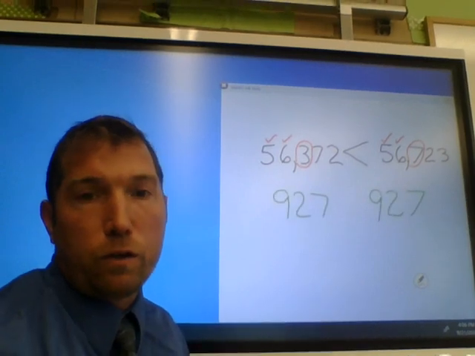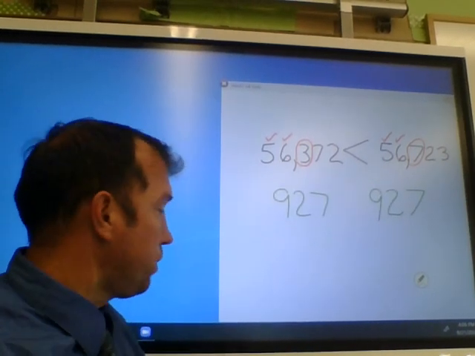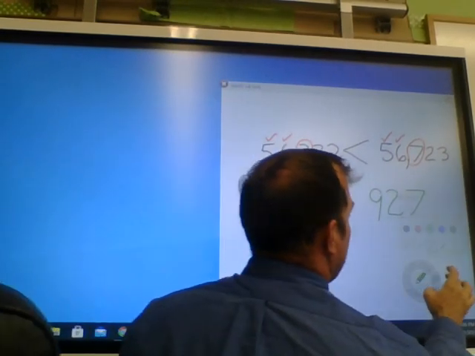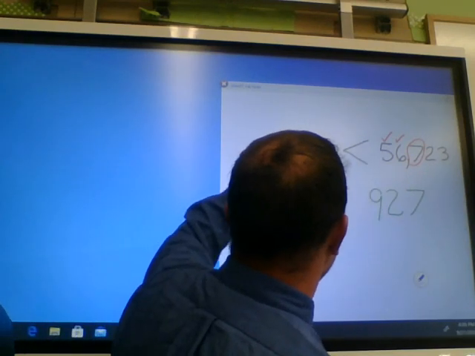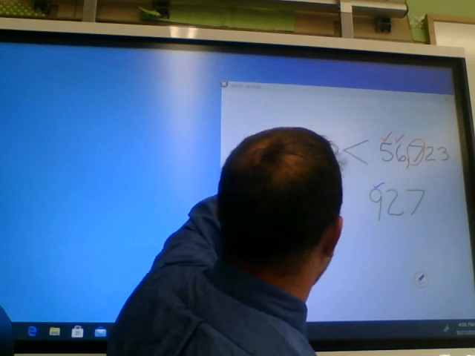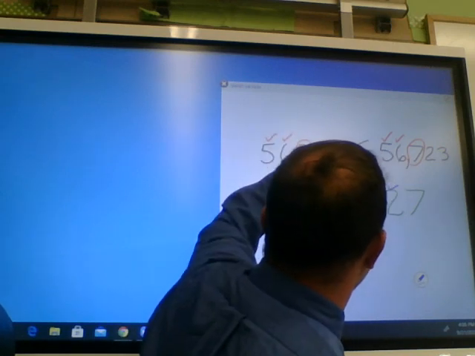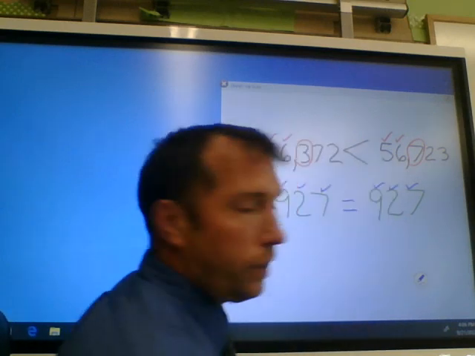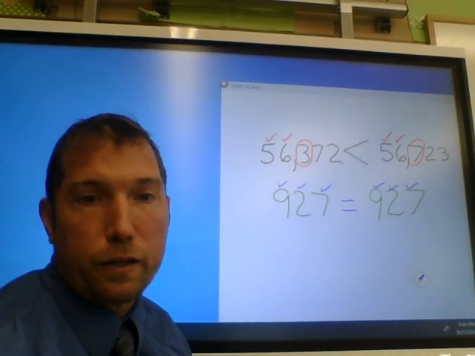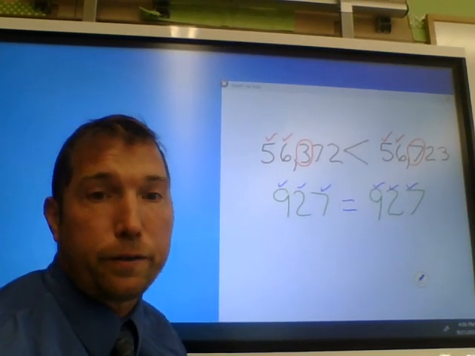Or in this next one when I'm comparing, right? Both sides have a 9 in the hundreds place, a 2 in the tens place, and a 7 in the ones place. So those two are equal to each other. There was nothing there that was different or a different number in a different spot.